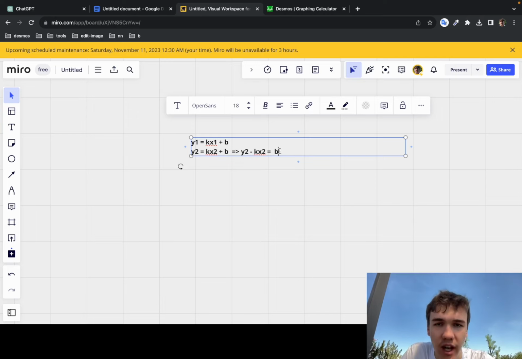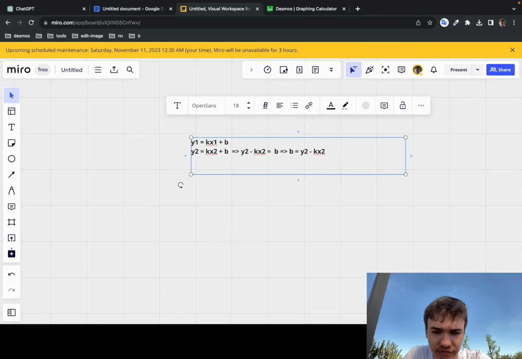We got this formula, and in other words, I'll just switch the sides: b is equal to y2 minus kx2. Okay, so now we got what b actually is. Now if I put it inside instead of b, this will work fine as well. So if I say y1 is equal to kx1 plus b, and instead of b I use this, it will work perfectly the same way.